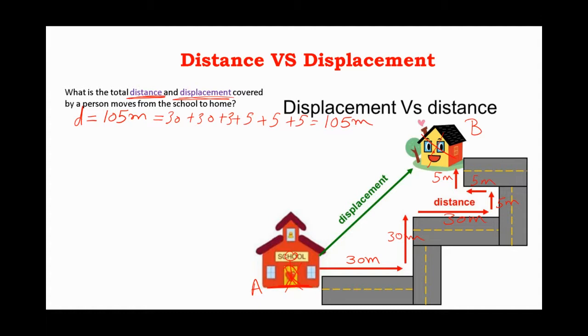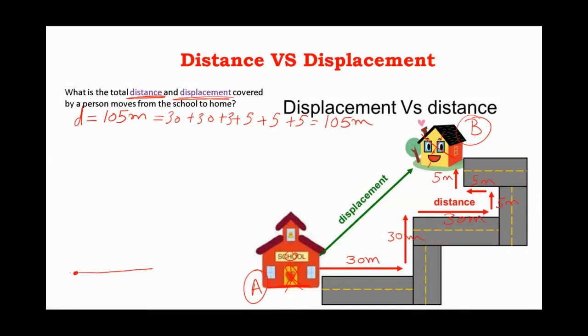Where is the displacement here? The displacement is the shortest distance, or the shortest line from the beginning to the end. Where is it in this drawing? It's the green line. This green line is the displacement. How do we calculate the displacement? I can draw it geometrically.